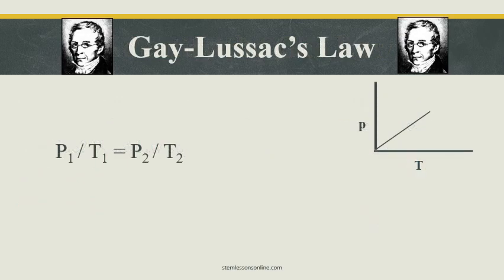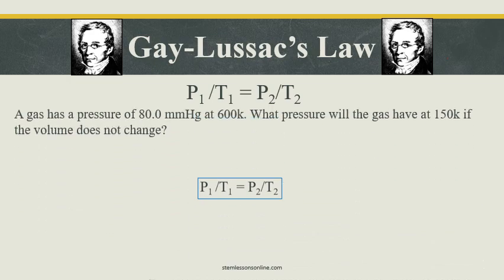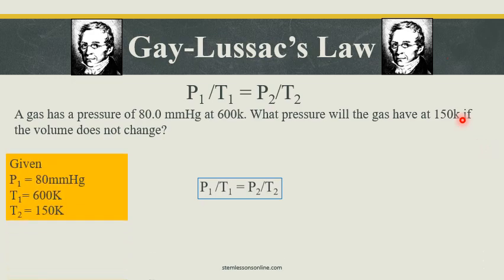Moving on to Gay-Lussac's law, which relates pressure and temperature when volume and number of moles are constant. So we can connect using the formula P1 over T1 equal P2 over T2. An example: a gas has a pressure of 80 millimeter mercury at 600 Kelvin. What pressure will the gas have at 150 Kelvin if the volume does not change? So the formula we will use is P1 over T1 equal P2 over T2.